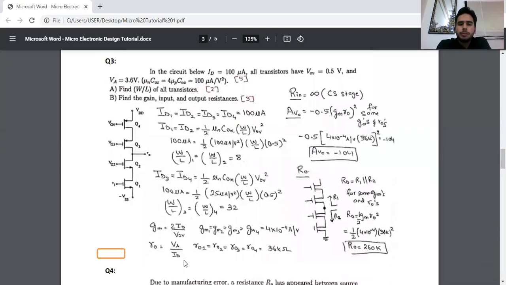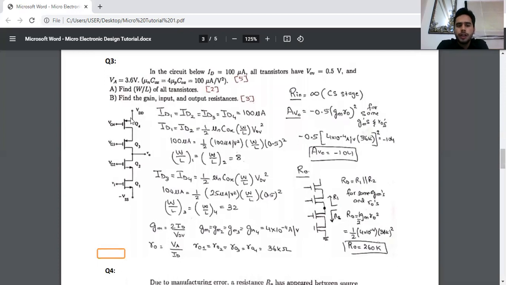Moving forward to question number 3, that is another system in which we have a circuitry with 4 MOSFETs, Q4, Q3, Q2, and Q1, and Q2 and Q1 are basically NMOSs, and Q3 and Q4 are PMOSs.